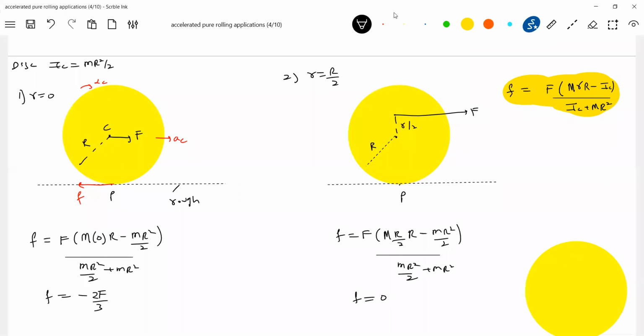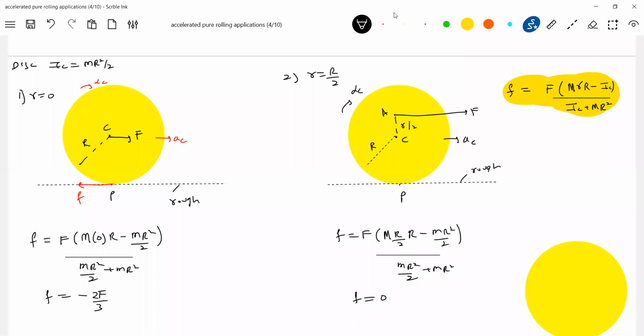I am getting 0. So now if I apply force at a distance r by 2 above the center of mass, the rigid body will have pure rolling and no friction will act, though this is rough. So shall I say where the threshold point for a disc will come? At r by 2. If you apply the force F at a distance r by 2 above the center of mass, no friction will act here. Sir, how do you say that? Already I brought a proof, no?